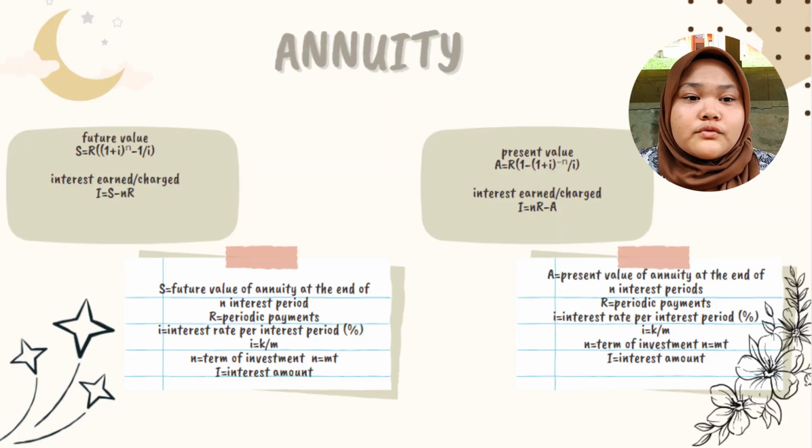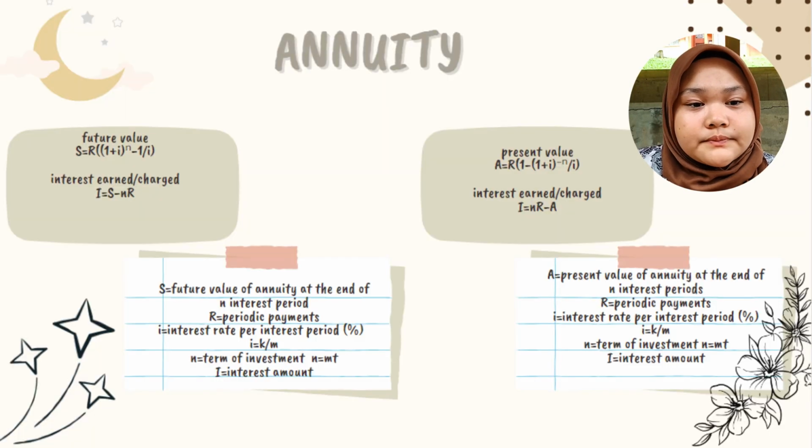So next, we move to the annuity formula. First is future value. For the future value, the amount in which the current investment will grow or accumulate over time.